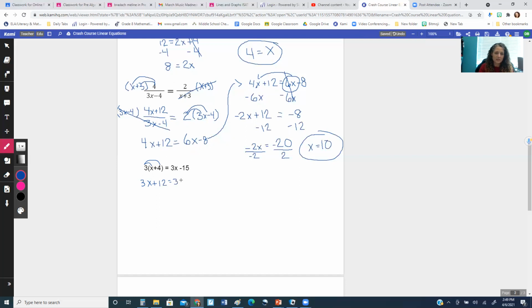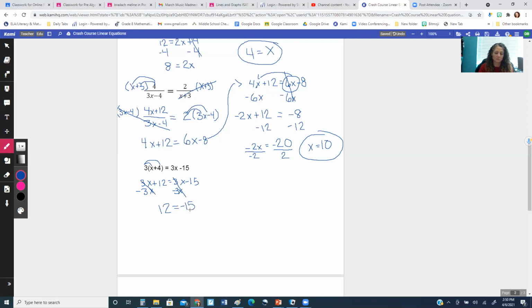Equals 3x minus 15. Let's get the x's together. So I'm going to subtract 3x. I'm going to get this x over to this side. Oh, dear me. There's a problem. They both cancel. And I end up with 12 equals -15.